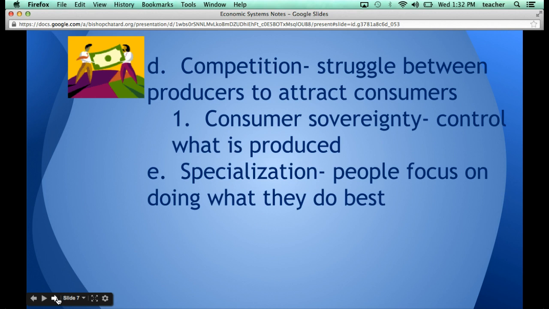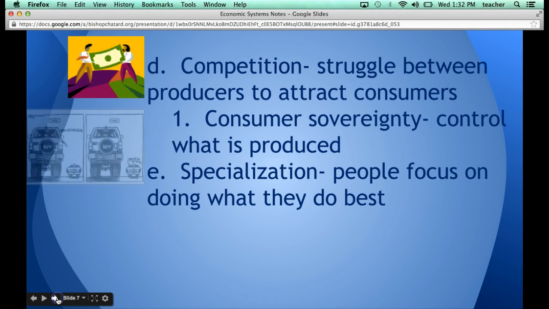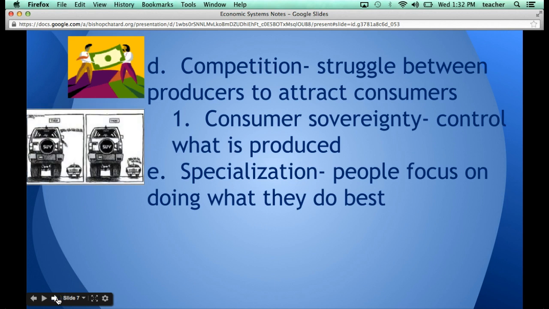So there's my picture for competition. They're struggling over the consumer's dollar. Okay, here's my lovely consumer sovereignty. I think this is funny because consumer tastes also change. So on the left, we have a then picture. Okay, so we have this big, huge SUV next to this teeny, tiny little hybrid car. And the big, huge SUV is laughing at the teeny, tiny hybrid car saying, ha, you look ridiculous.